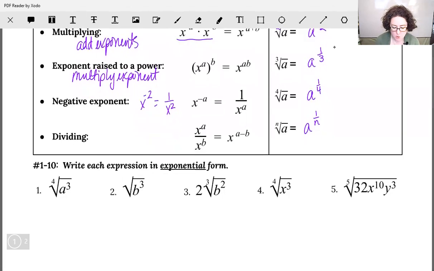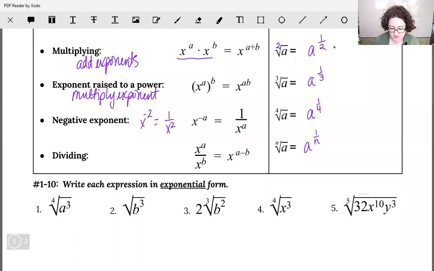In our first set, we're going to write each expression in exponential form. In other words, we want to write these as a base raised to an exponent, and our exponent is probably going to be a rational value. In our first one, we have 4th root of a cubed. If we have 4th root of anything, that means we're going to have an exponent of 1/4 applied to whatever was already in the radicand. So we're going to have a cubed raised to the 1/4.